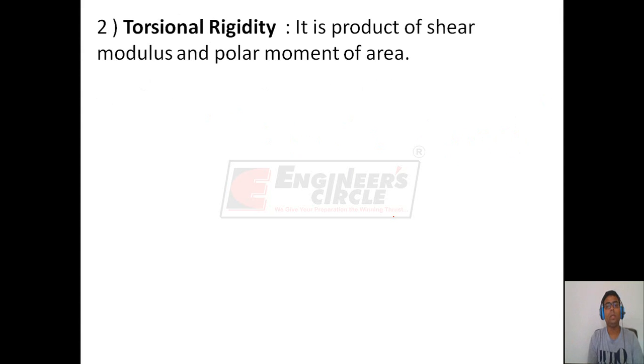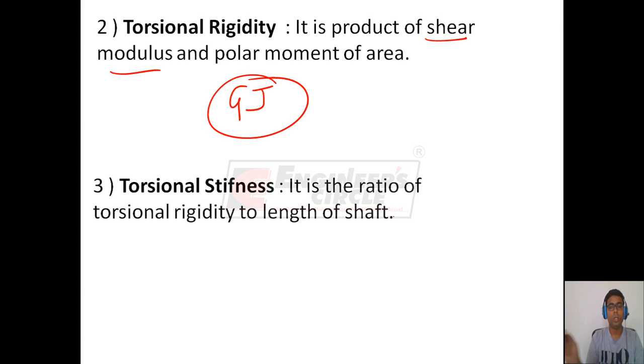Torsional rigidity. It is the product of shear modulus and polar moment of area. Therefore, torsional rigidity is the G, that is shear modulus, into polar moment of area, which is J. So torsional rigidity is GJ. Torsional stiffness. It is the ratio of torsional rigidity to length of the shaft. So torsional rigidity per unit length is torsional stiffness.